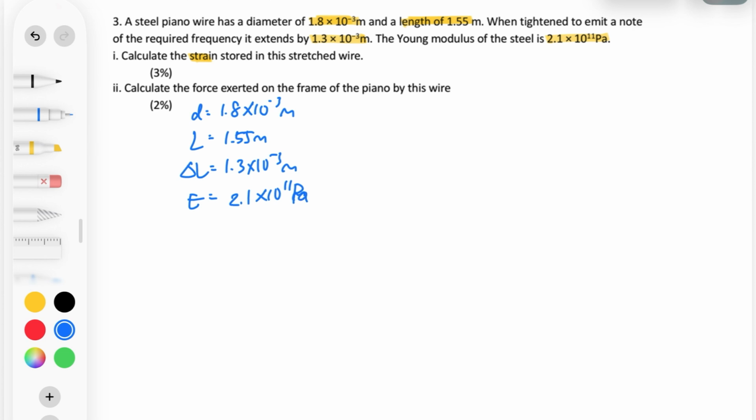First, we want to find strain. The formula for strain is change of L over L. So change of L is 1.3 times 10 to the power of negative 3 divided by 1.55, and we get 8.39 times 10 to the power of negative 4. So this is the answer for strain. Okay, how about the second question?